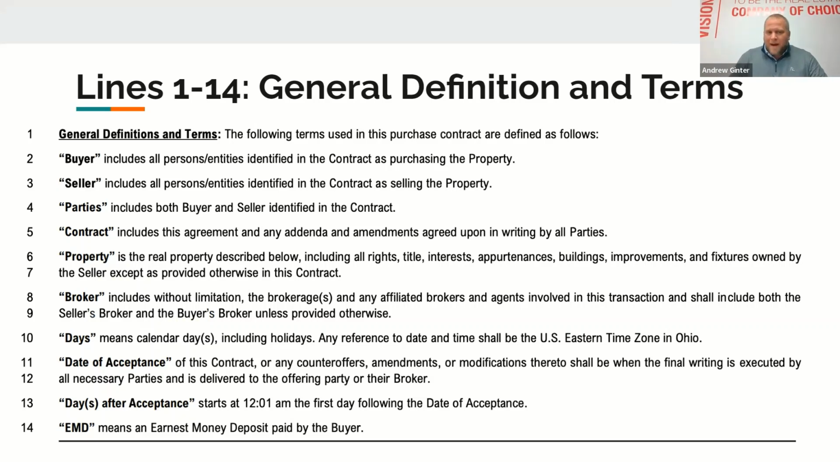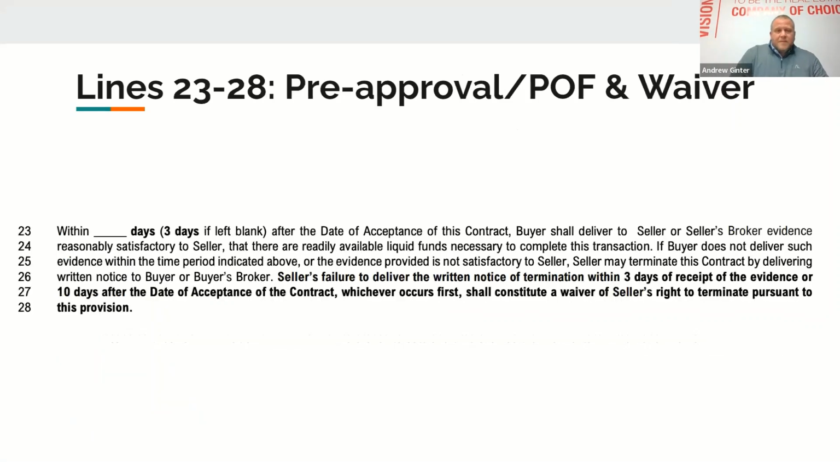The other stuff on here is all really self-explanatory. You see things like who a buyer is, who a seller is, what a contract is. I don't think any of those are all that necessary or helpful, but they're on there. Now, just below that, these are pulled out of the contract, so you can see the line numbers to the side there.